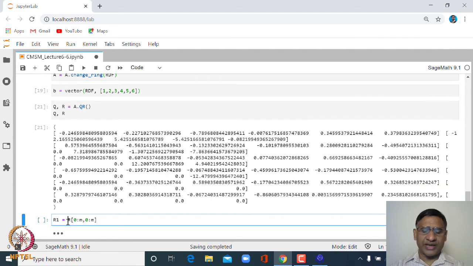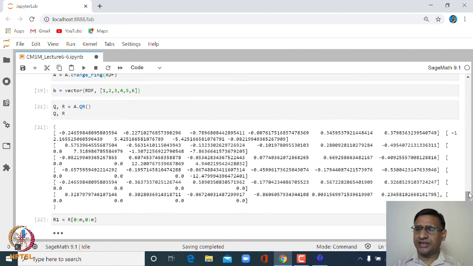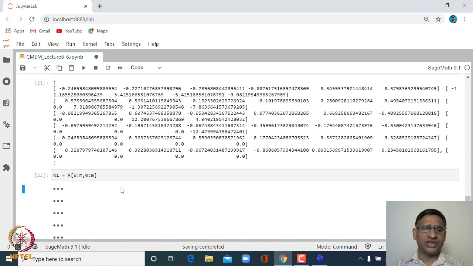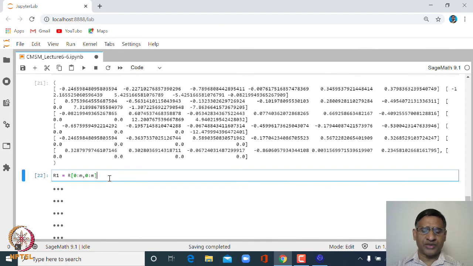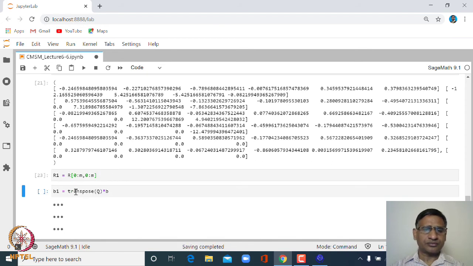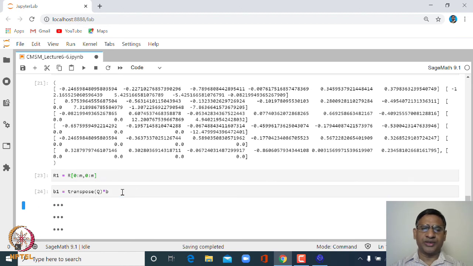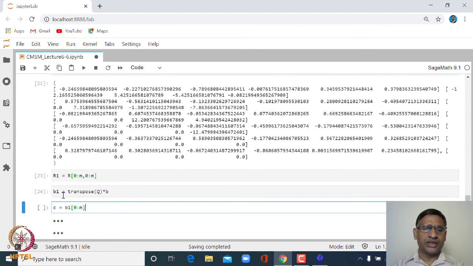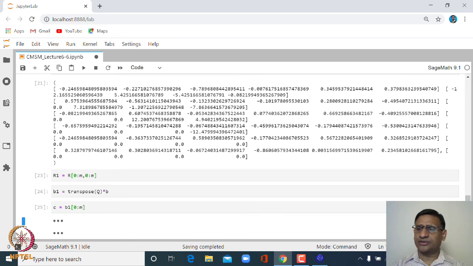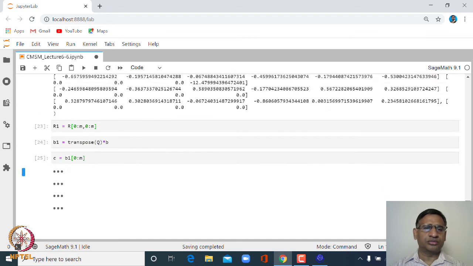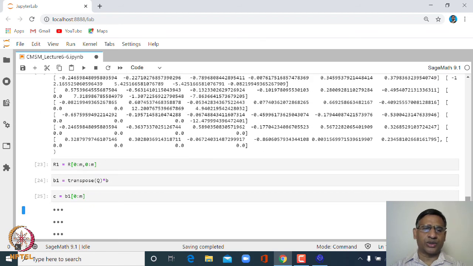Now, let us define R1. R1 is, from R, you take out the first M rows and M columns. Then define B1 as Q transpose B, and from B1 you define C and D. C is the first M components of B1. Now, remember we need to solve R1 x equals C.